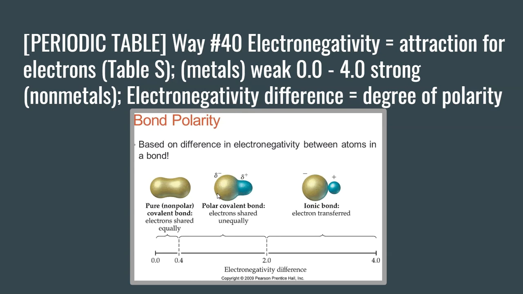Whenever we want to find the degree of polarity or the amount of sidedness that occurs within a chemical bond, we can look at what's called the electronegativity difference. If the difference between two atoms is relatively the same, they're going to have a low electronegativity difference. So most of the electrons will be shared equally.